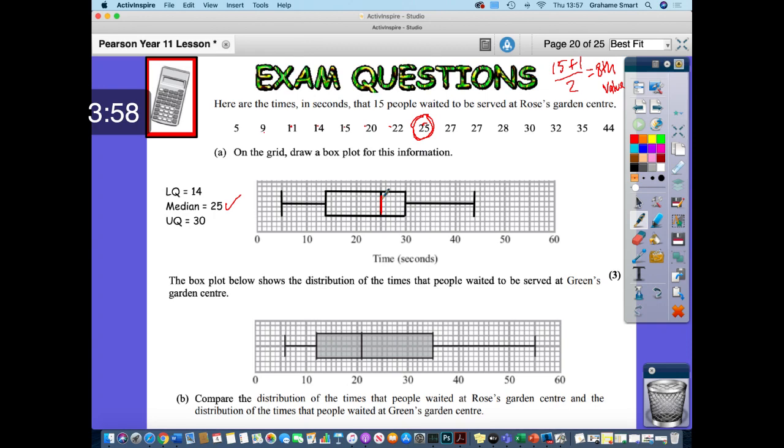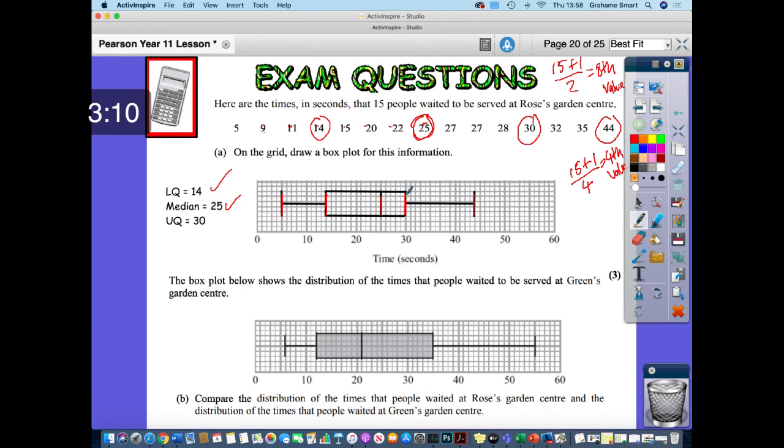Okay, the highest value was 44, which I've put here. The lowest value was 5, which I've put here. And then I need to work out my lower quartile and my upper quartile. 15 add 1 divided by 4 will give me the lower quartile, so that's the fourth value. Fourth value, first, second, third, fourth, is 14. Okay, lower quartile is 14. See, I've put that there. And then the upper quartile, well, the median is halfway, and the lower quartile is a quarter of the way. Add them together. The 8th value add the 4th value gives me the 12th value, and the 12th value is 30. So that's my upper quartile there. So that's the box plot.